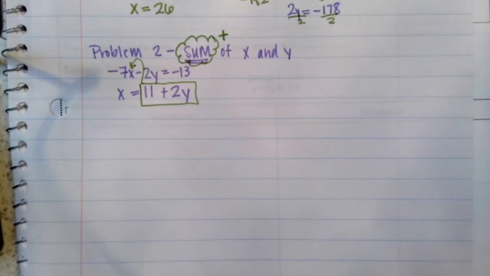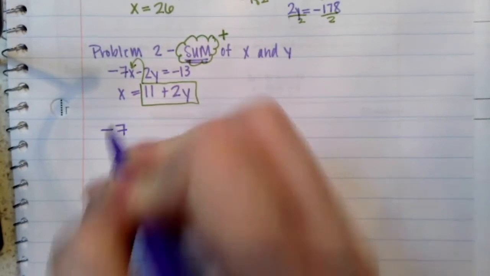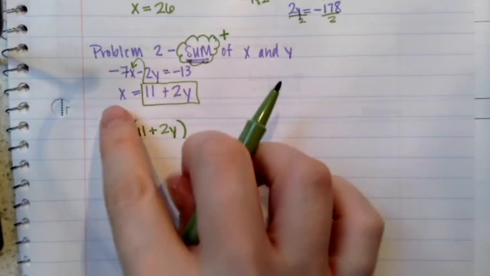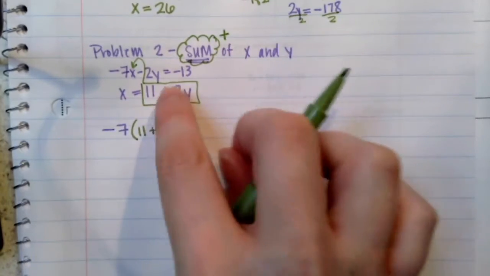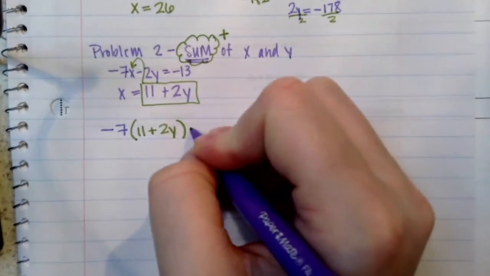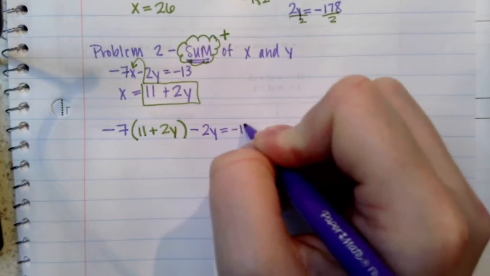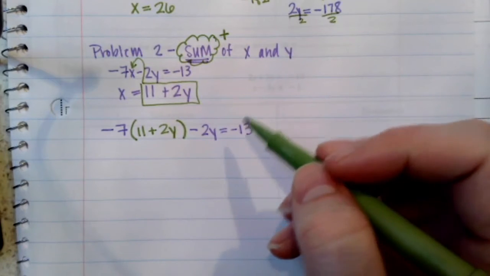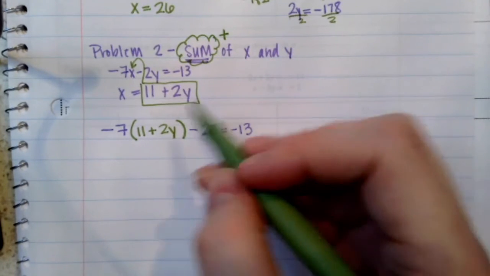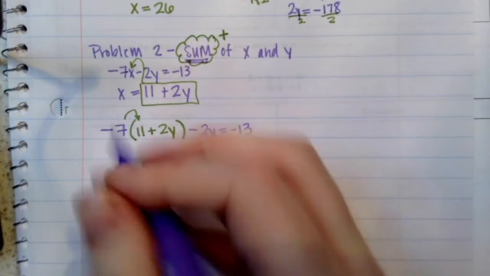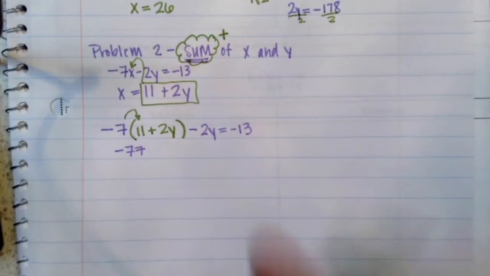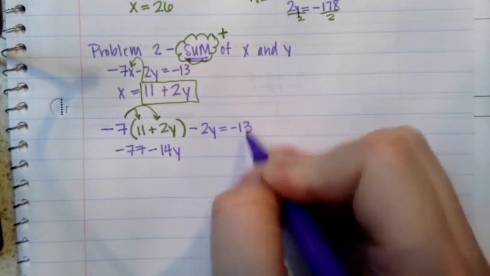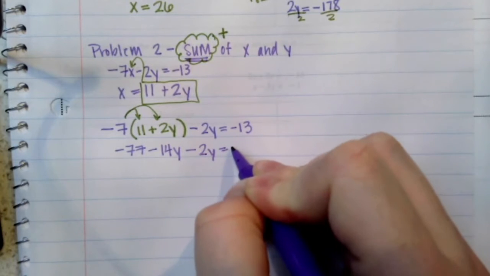And so I am going to rewrite that first equation, but I'm going to substitute in this 11 plus 2y for x, since x is equal to this. These are the same, so I can put this where x was. And then the rest of the equation stays the same. And now we can go ahead and simplify this so I can find out what the value of y is. So I'm going to first distribute, and I get -77 minus 14y, and then the rest is not part of the parentheses, so I just bring it down.